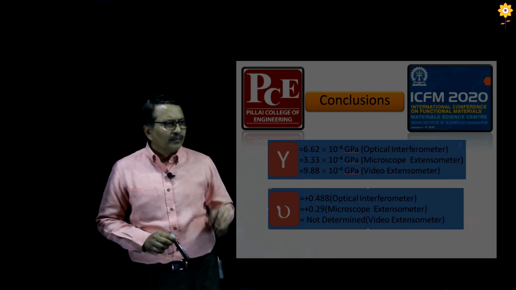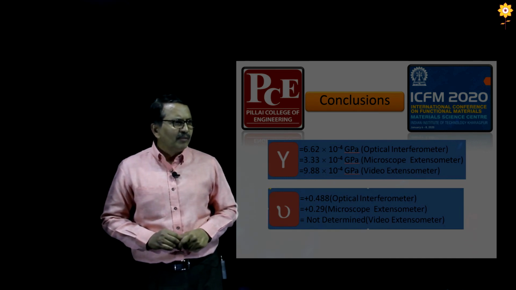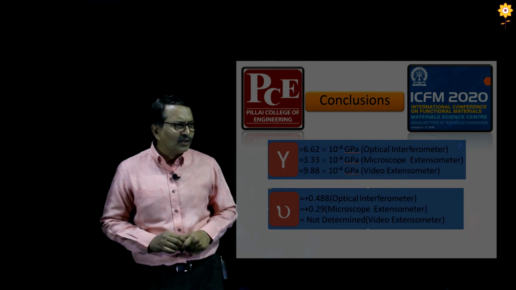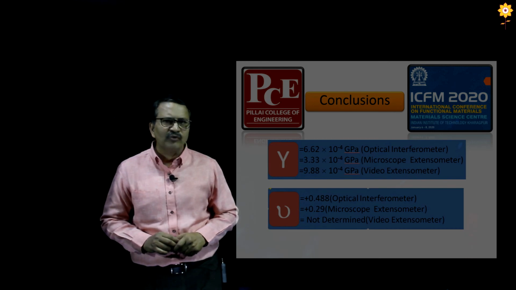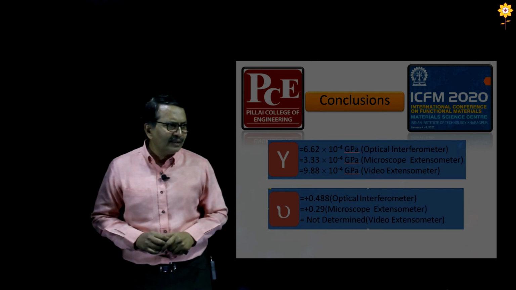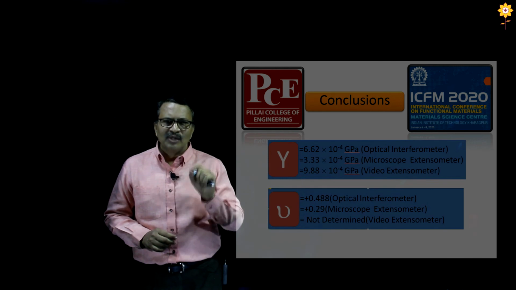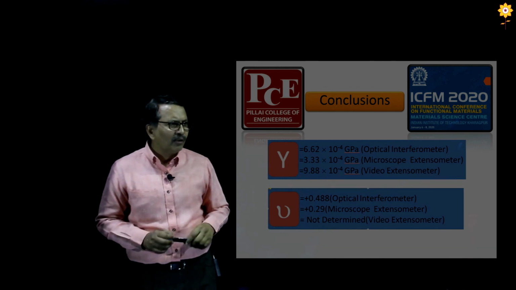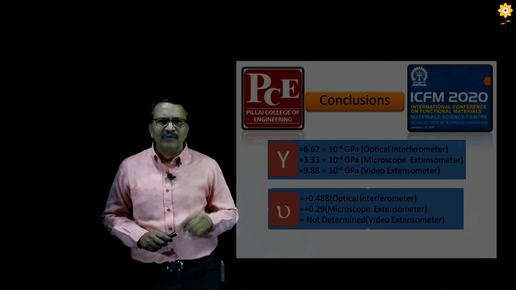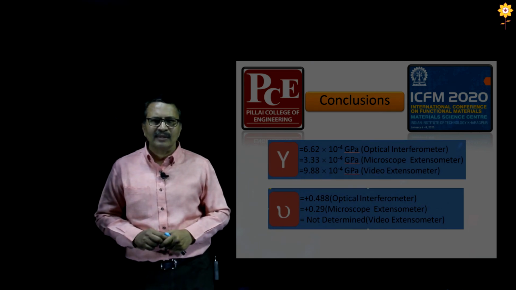At the same time, the value of the Poisson's ratio turned out to be plus 0.488 using the optical interferometer method, and by using the microscope extensometer method, we are getting a value of around 0.29. Unfortunately, we could not get any substantial or experimentally verifying value with the help of the video extensometer. It gave us the value of Y, but it failed to give us the value of nu. It actually gave a value of 0, which of course is invalid in this particular case.